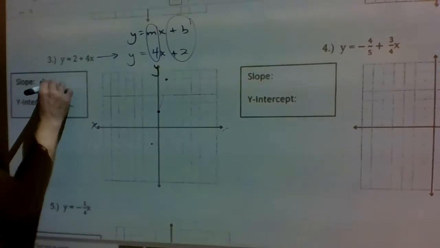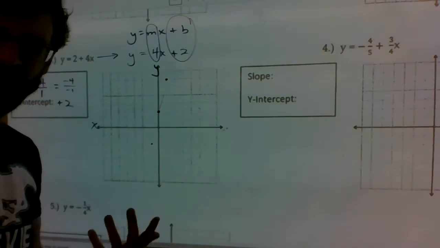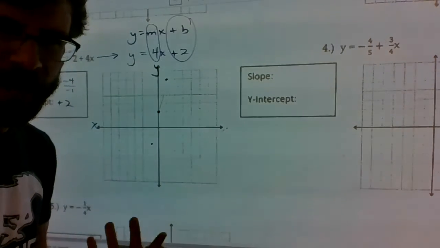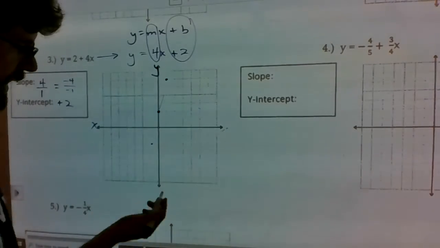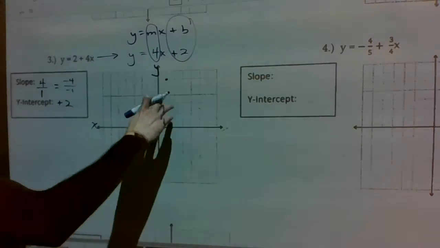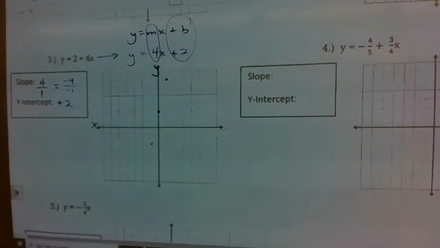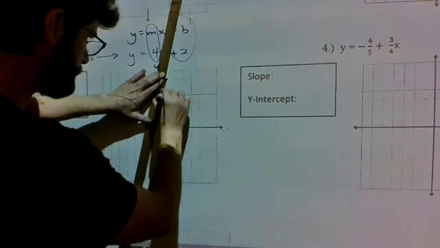Instead of going up 4, right 1, I can go down 4, left 1. And you guys might need a more personal in-class explanation of why this is the case, but just know that you can do that. You can go up 4, right 1, or down 4, left 1. So that gives us enough points to plot this line, and we're done with number 3.